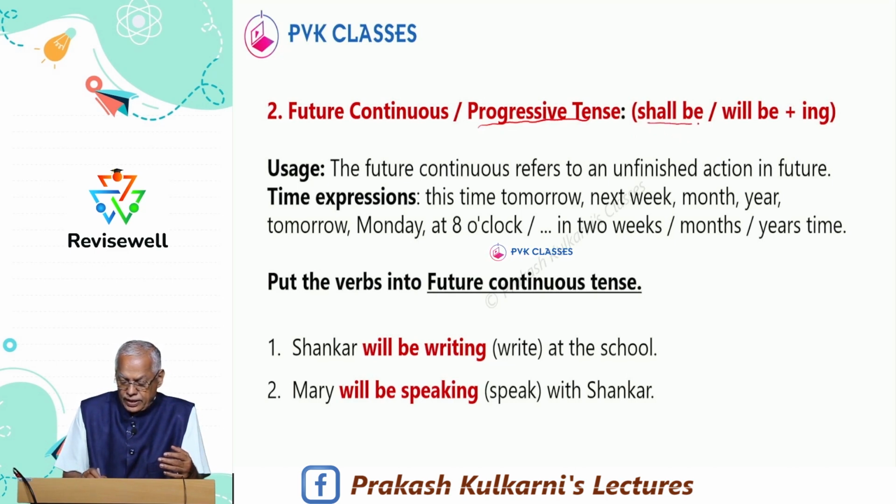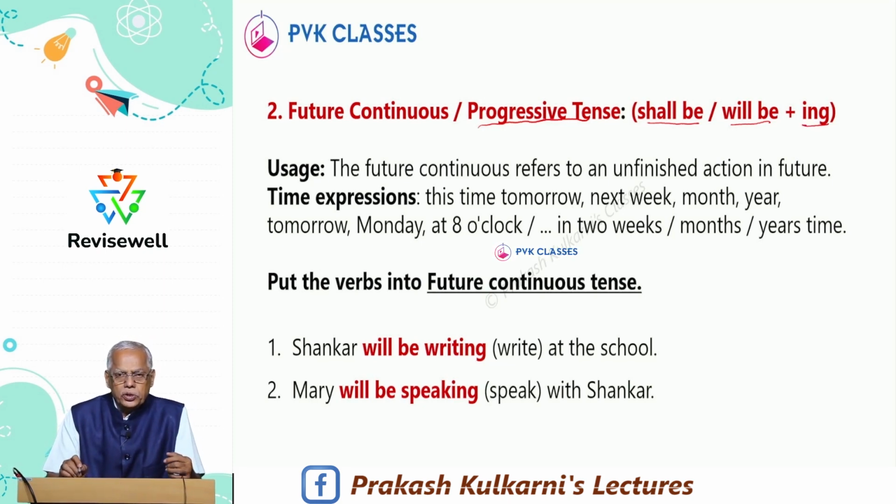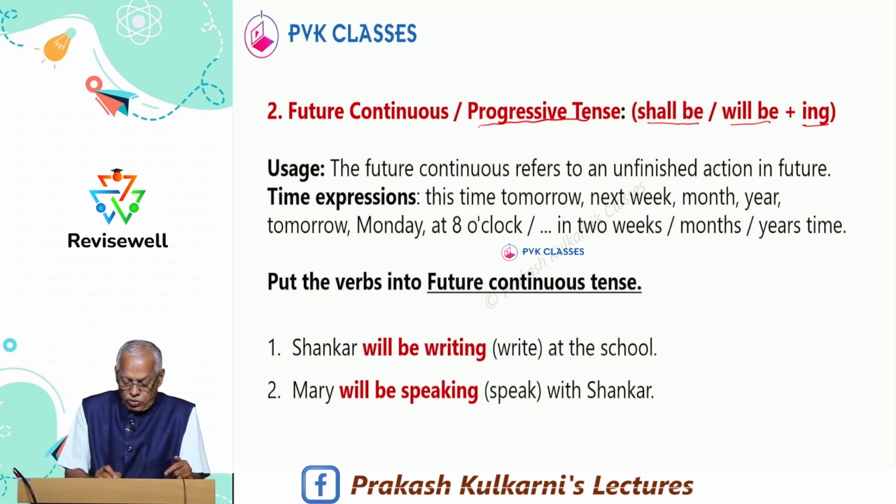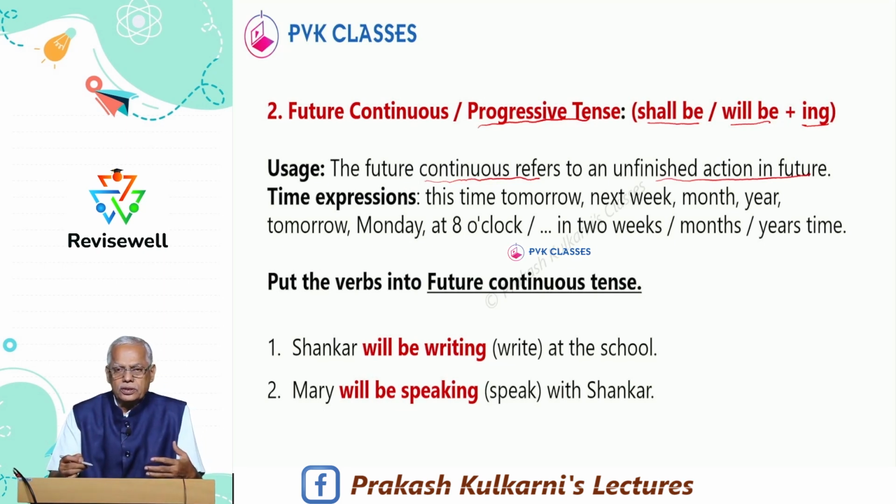How to identify: shall be and will be plus ing. I shall be, we shall be, you will be, he will be, she will be, it will be, they will be plus ing verb. Now, how to use? The future continuous refers to an unfinished action in future. Unfinished action. Tomorrow I will be teaching at 1 o'clock. That means action is going on, it is not finished.